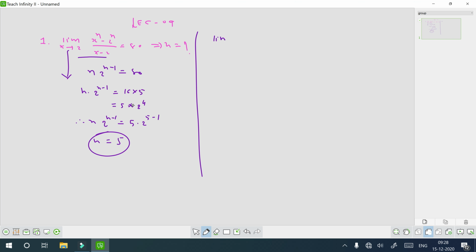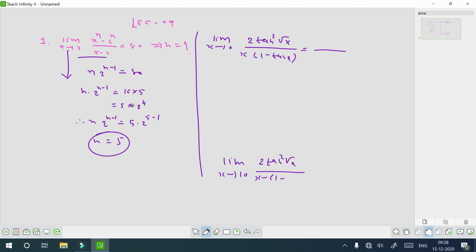And say there is a print mistake in question number 2. Limit x tends to 0, 2 sin square root x over x into 1 minus sin x. This is the question. But see, this question is printed in this way: limit x tends to 0, 2 sin square root x over x minus 1 minus sin x. In this way it is printed. So some print mistake is there. Actual question is of this form.